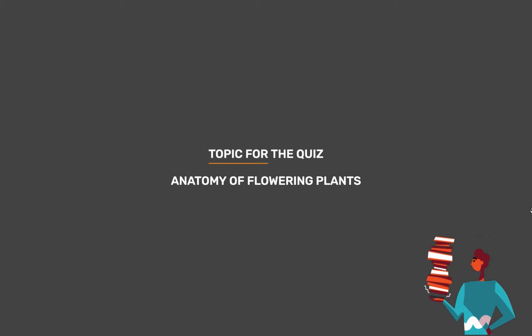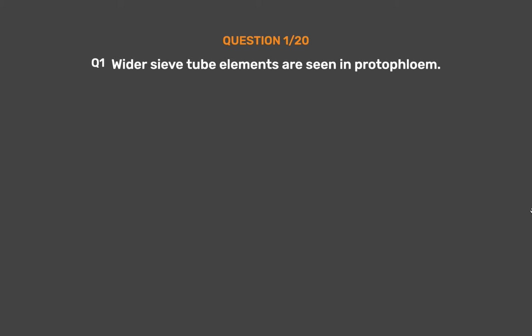Topic for today's quiz is Anatomy of flowering plants. Question number 1. Wider sieve tube elements are seen in protophloem. Option A. True. Option B. False.